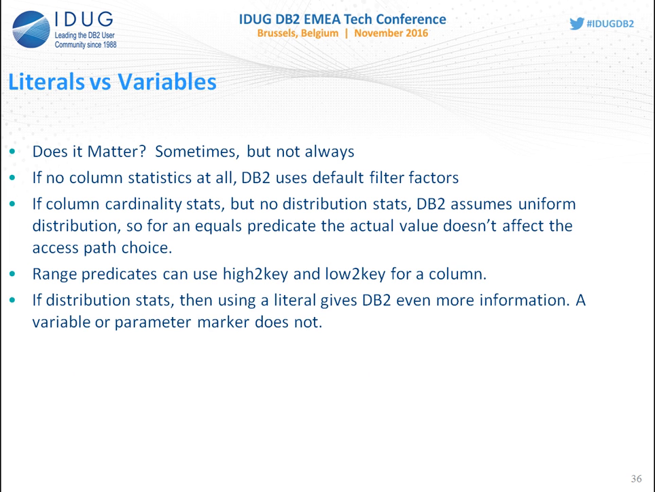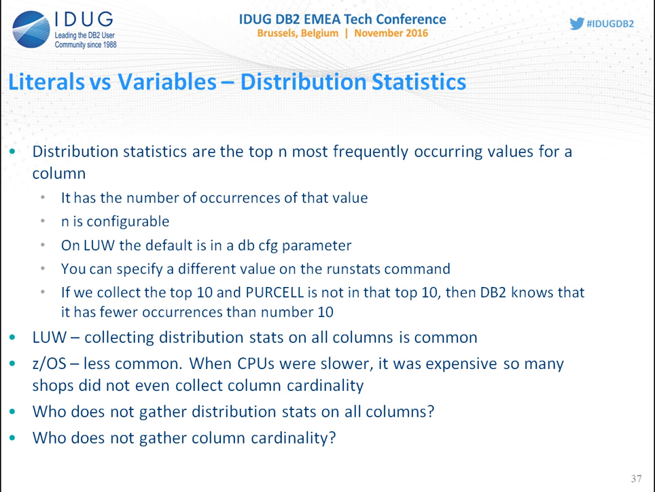Distribution stats are the n most frequently occurring values for a column. And you can configure how many to collect with your RUNSTATS. On LUW, there's a default as a config parameter. But on the RUNSTATS command, you can specify a different value.